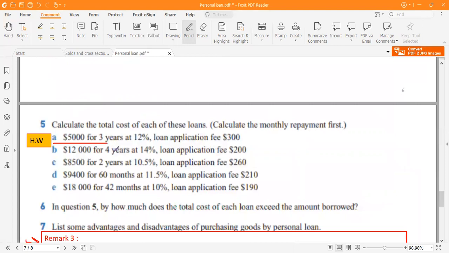So we use the table to calculate the total cost. The total cost is equal to the monthly payment times the monthly loan term plus the loan application fee. We use the table to obtain the monthly repayment, we multiply it by the monthly loan term, we add the loan application fee, and then we subtract what? We subtract the original price of the purchase.